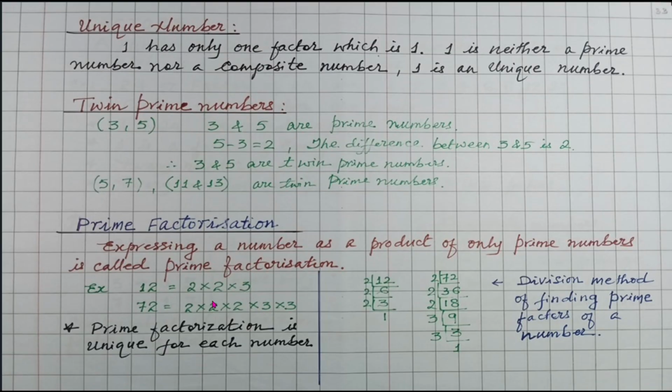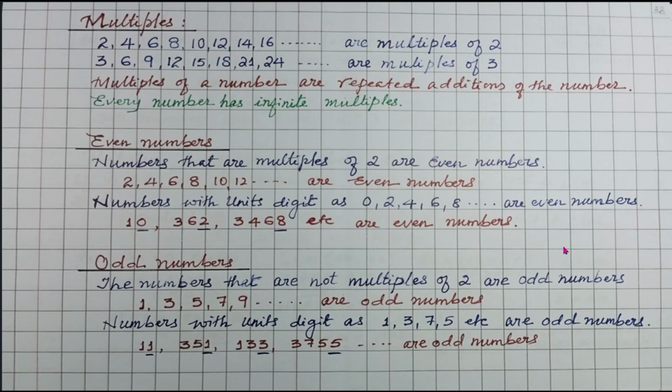This prime factorization cannot be for any other number other than 72. Now remember, the division method of finding prime factors is what is followed here. So therefore, to find prime factors of a given number, we have to go for a division method. The procedure is followed, what is given here, and the prime factorization is a process of expressing a number as a product of only prime numbers, and that is what you have to remember.